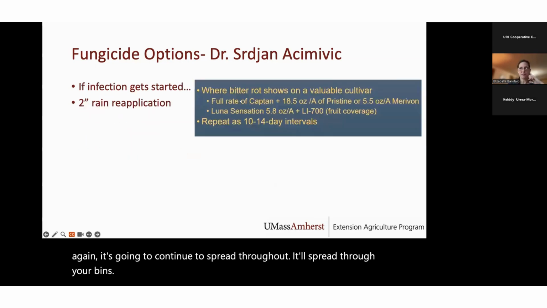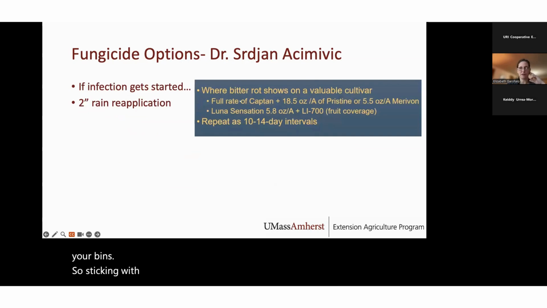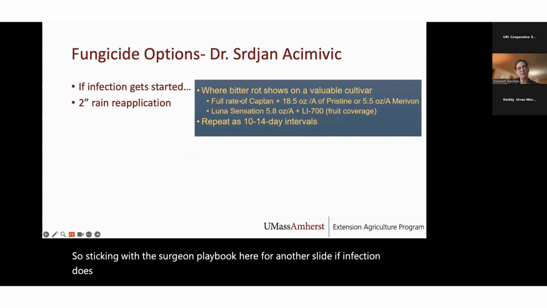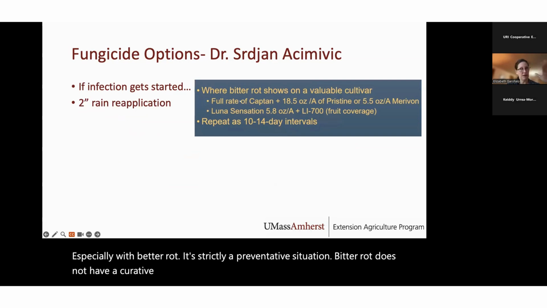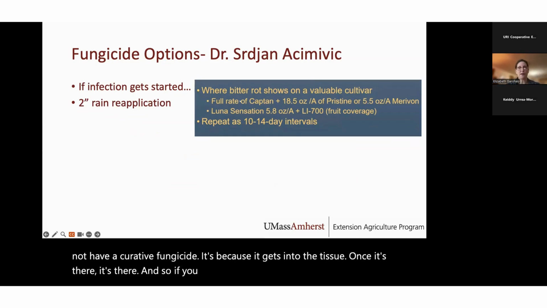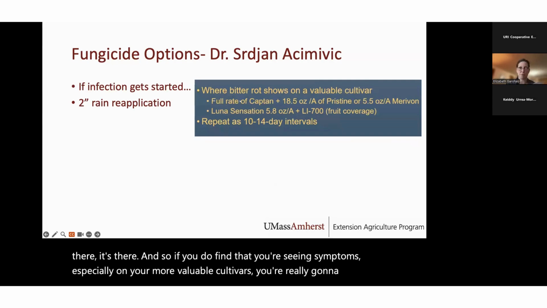So, sticking with the surgeon playbook here for another slide. If infection does get started, remember, with disease, especially with bitter rot, it's strictly a preventative situation. Bitter rot does not have a curative fungicide. It's because it gets into the tissue. Once it's there, it's there. And so if you do find that you're seeing symptoms, especially on your more valuable cultivars, you're really going to have to stay on top of it.